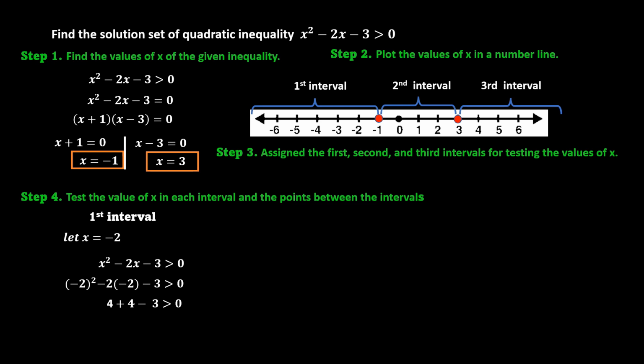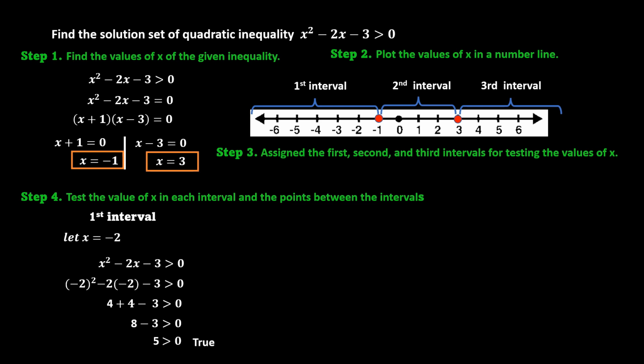So, we have negative 2 squared is equal to positive 4. Negative 2 times negative 2 is equal to positive 4. Minus 3 is greater than 0. Then, we have 4 plus 4 is equal to 8, minus 3 is greater than 0. 8 minus 3 is greater than 0. Then, we have 5 is greater than 0. Is 5 greater than 0?